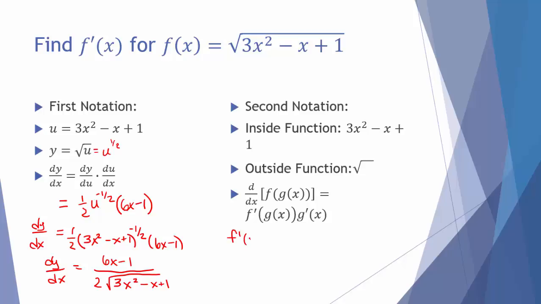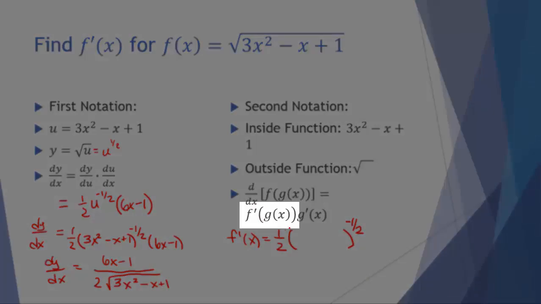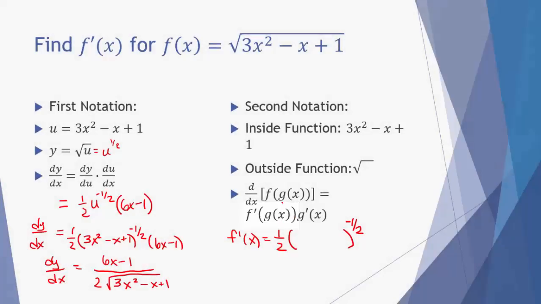So f prime of x will be, the square root is the outside function, so there's your 1/2 times, and then you'll have a new power of negative 1/2. You need to evaluate the derivative of the outside function at the inside function. Don't touch that inside function. It stays 3x squared minus x plus 1. And then we multiply that times the derivative of g at x, or g prime of x, g being your inside function.